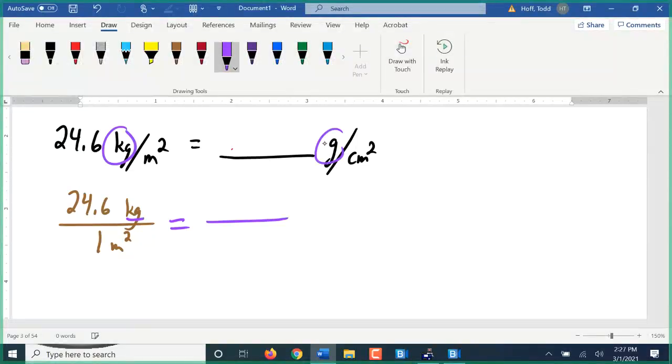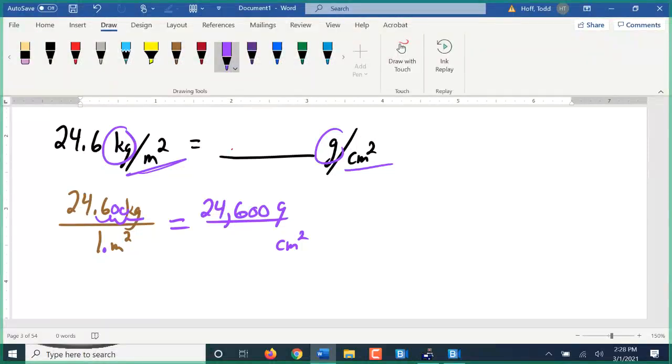Kilograms are going to go to grams. So from kilograms to grams, if we look at our chart, that's 3 spots to the right. I'm just going to move my decimal point, 1, 2, 3, filling in those zeros. 24,600 grams. Meters squared has to go to centimeters squared. Now from meters to centimeters on the chart is 2 spots to the right. But because it's squared, every spot on the chart is 2 decimal places. So 2 spots on the chart becomes 4 decimal places.